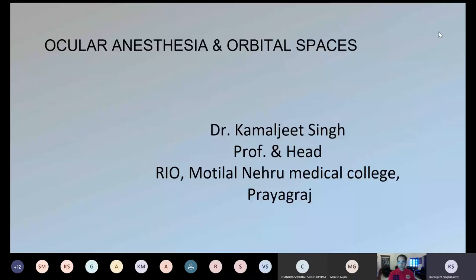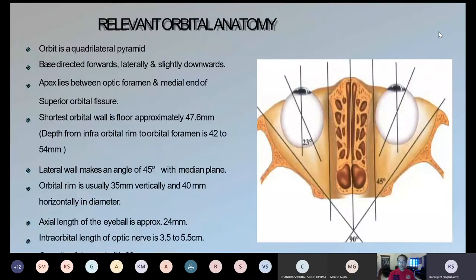Actually, when we were students, we were always bothered about this injection, because at our time we used to have this retrobulbar injection, and our professors used to say that you should give just 1 milliliter of injection in the retrobulbar space.